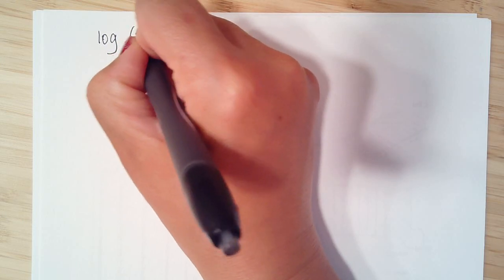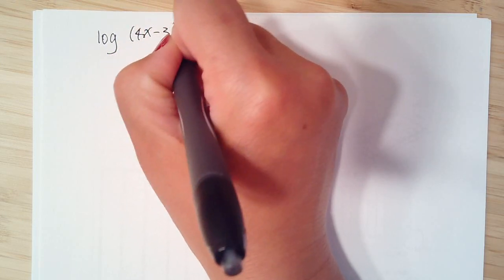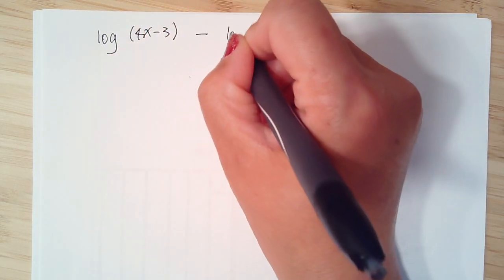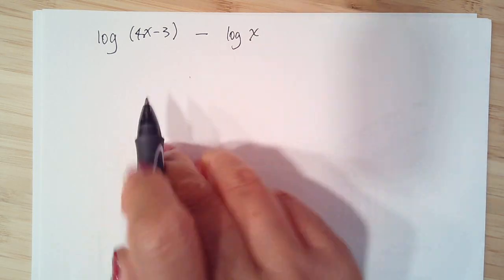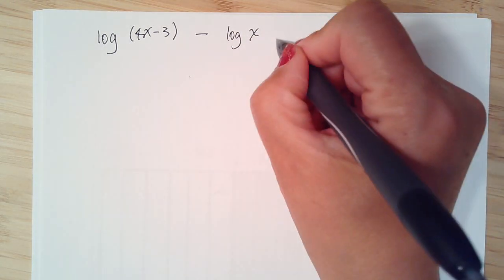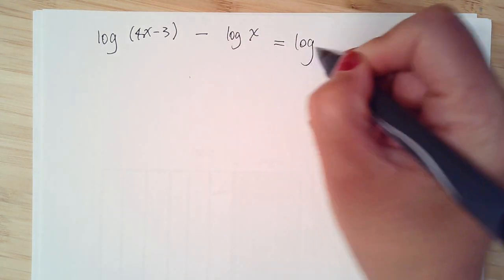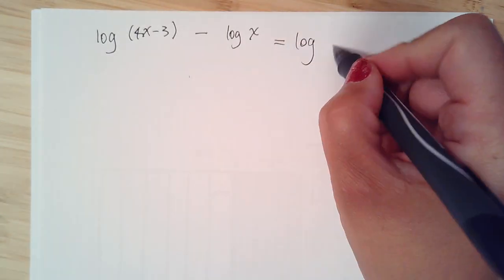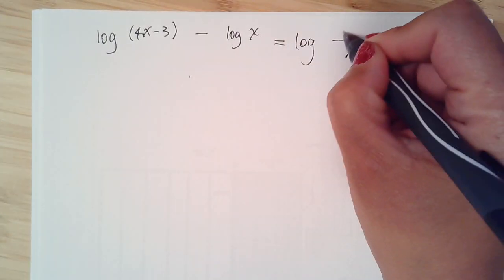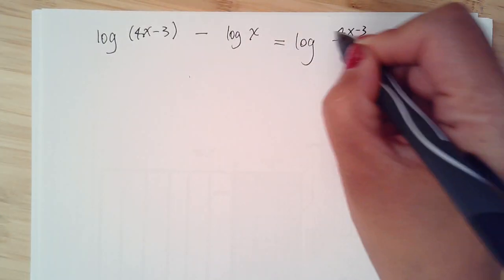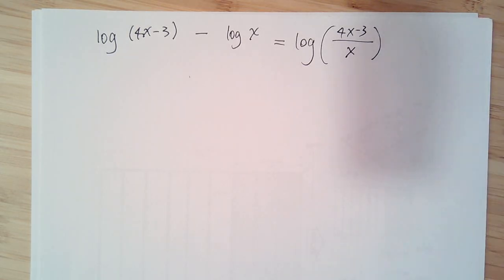Second one, log of 4x minus 3 minus log x. The log minus log will be the log of a quotient. This minus becomes a fraction. So here it's 4x minus 3 over x. I don't need to worry about the base because the base is 10.